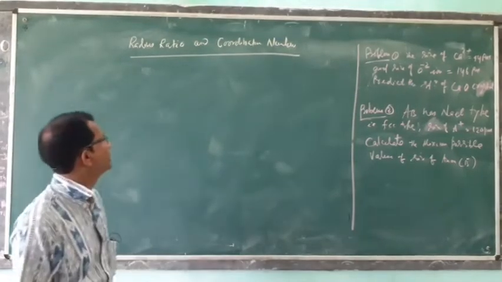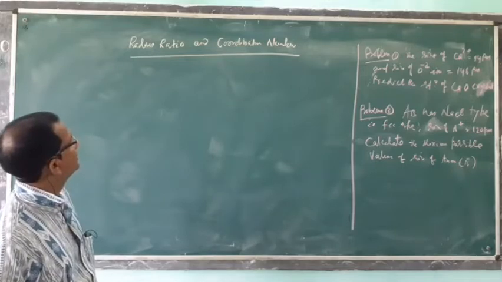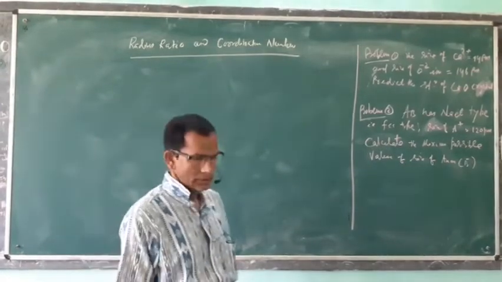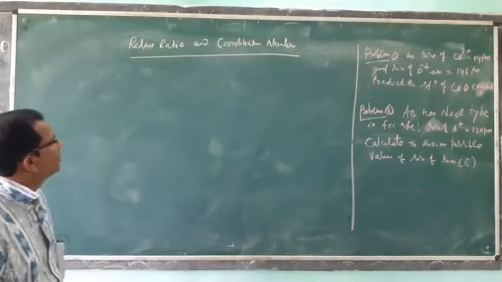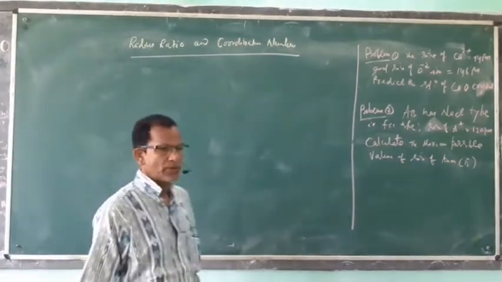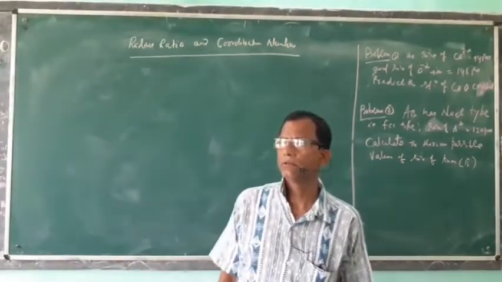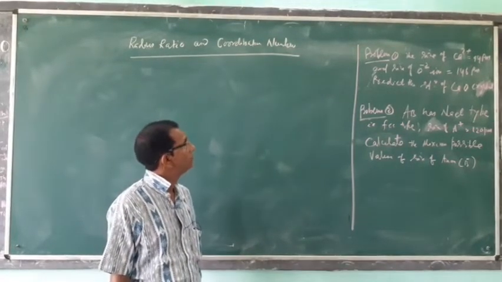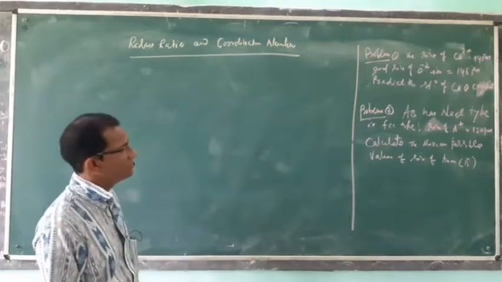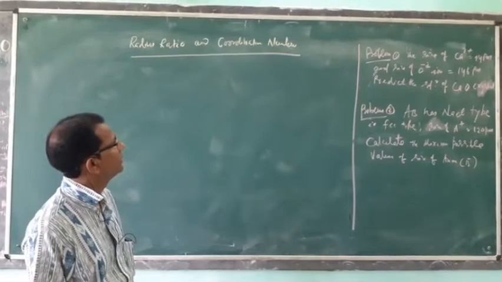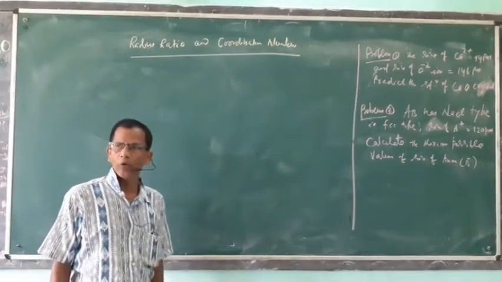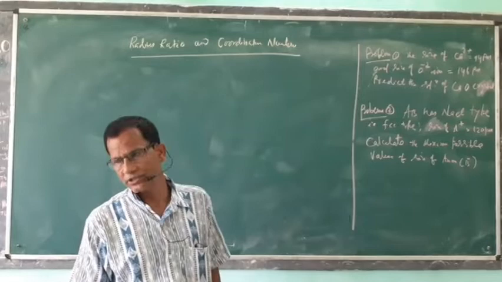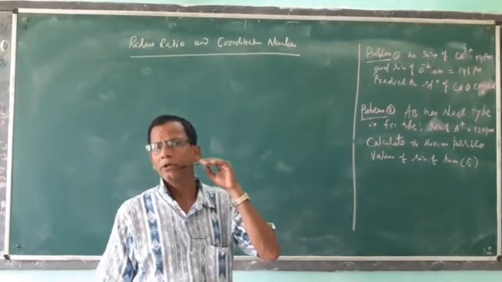Today we are discussing the topic radius ratio and coordination number. We know the coordination number of a particular sphere depends upon the number of spheres touching that sphere. That means how many spheres, how many atoms come in contact with the sphere, that will be the coordination number of the sphere.